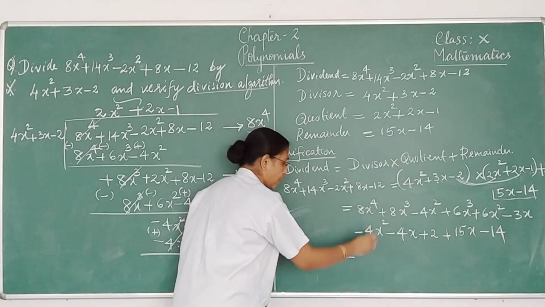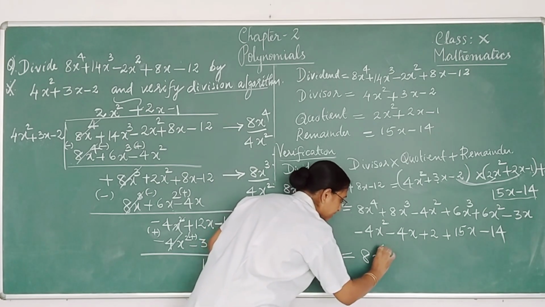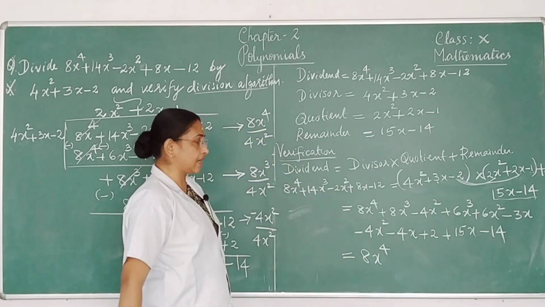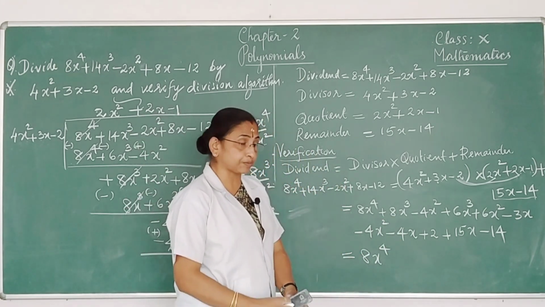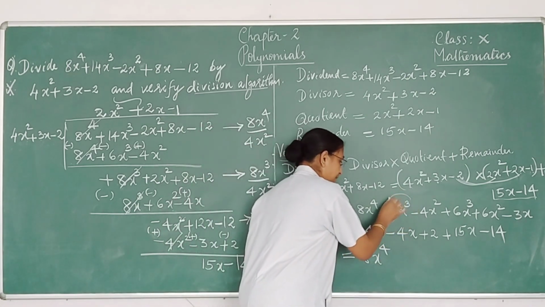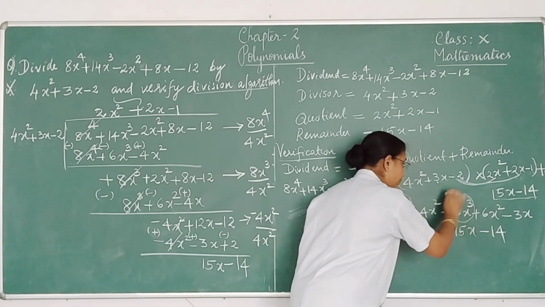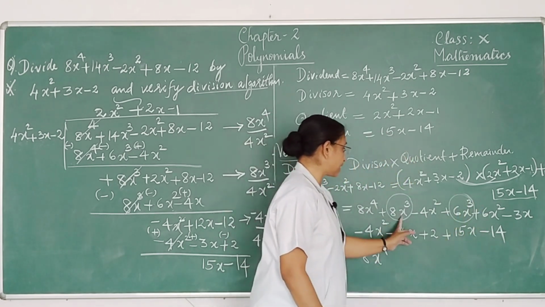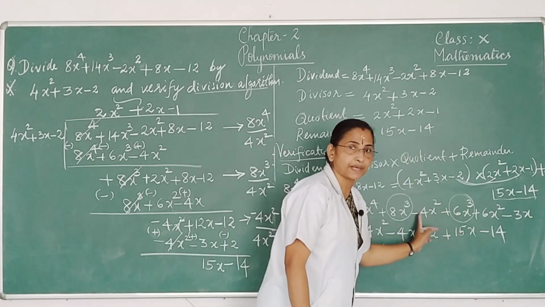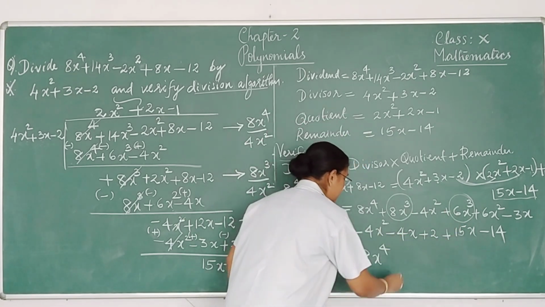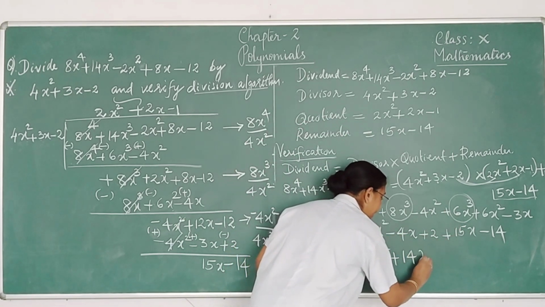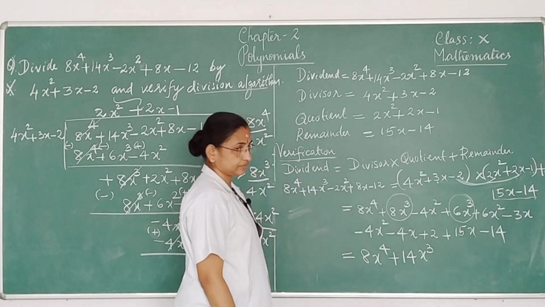8x raised to 4? No. So only one term, that is 8x raised to 4. Now I need to collect the x cube terms. Look at this one, plus 8x cube plus 6x cube. 2 terms are there. What is plus 8 and plus 6? Plus 8 and plus 6 is plus 14x cube.